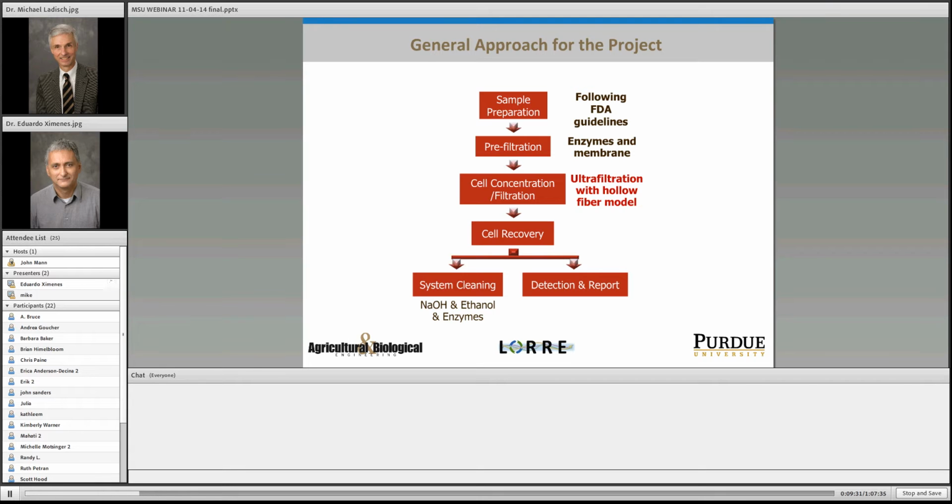Initial general idea, and through the presentation, we'll provide more details of that. But again, as a general first overview, we start our approach with sample preparation, following not only FDA but also USDA guidelines, depending on the type. And after the sample preparation, then we proceed with a pretreatment step, which again we are going to explain later with more details.